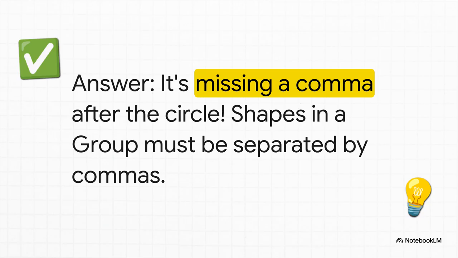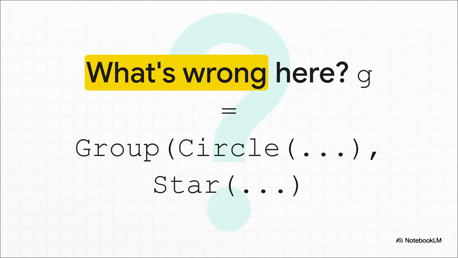Did you say it's missing a comma after the circle? If you did, you nailed it. Absolutely correct. This is like rule number 1. Anytime you're listing things inside a group, or really most lists in Python, you have to separate each item with a comma. Simple as that. Okay, you aced that one. Let's try one more, round 2.